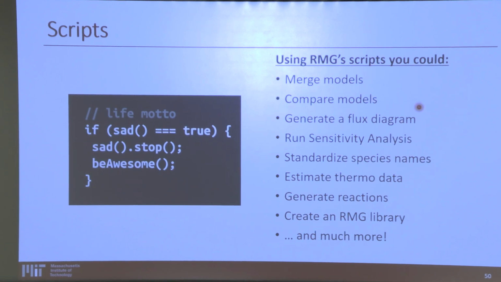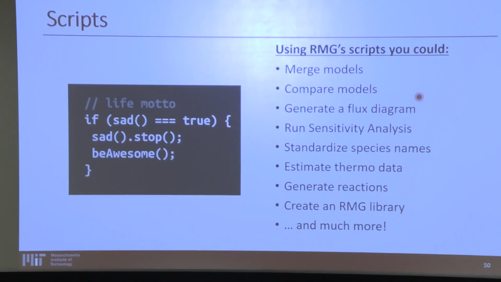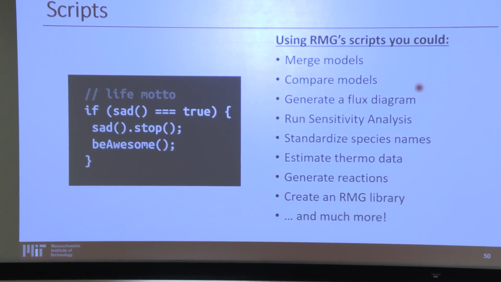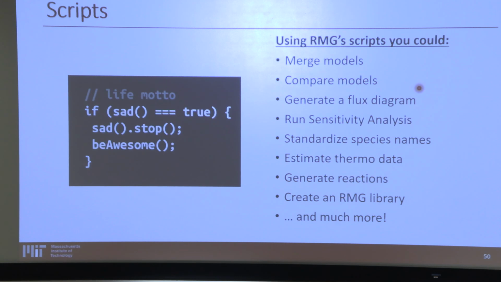RMG has been developed since 2004, so it's 20 years now. And over the years, the many people who've worked with it have written many scripts to do all kinds of common tasks that you have to do with kinetic models. Suppose you have two models and you want to merge them together to make one model. They have tools for that. If you want to compare two models, so suppose you have a discrepancy, that one model makes one prediction, another model makes a different prediction, you want to know what's different, it'll go through and identify all the differences.